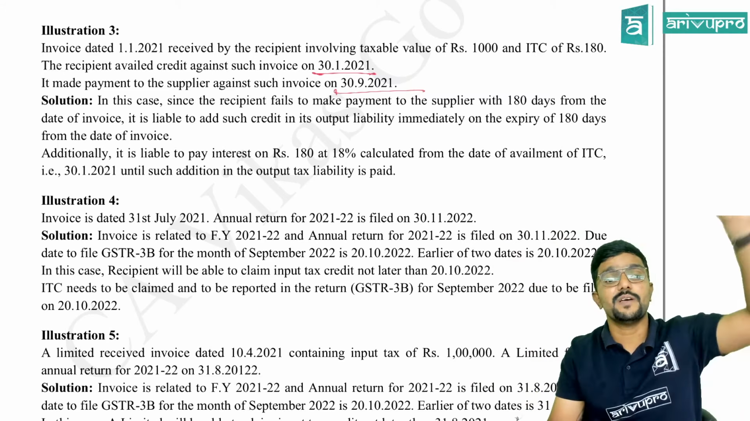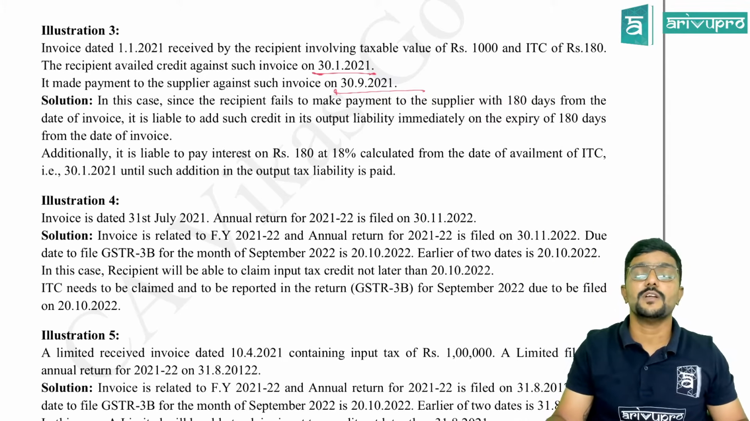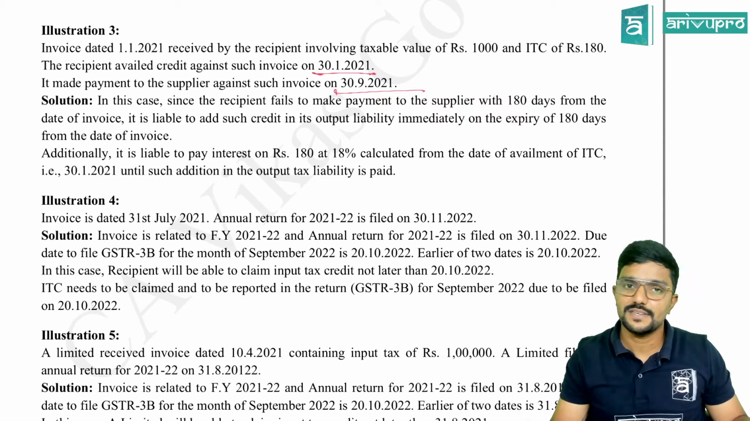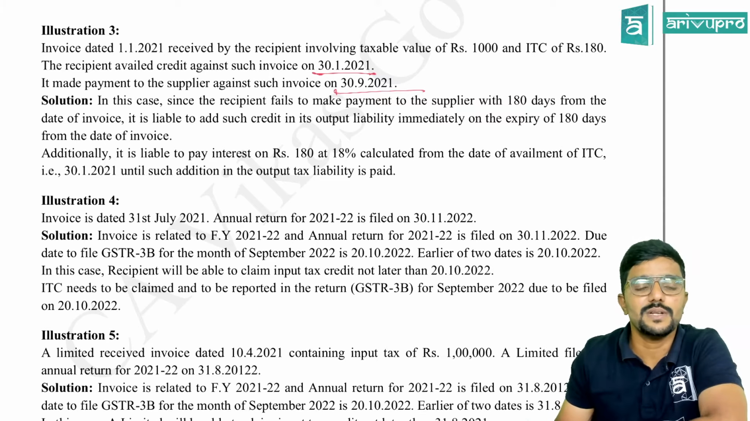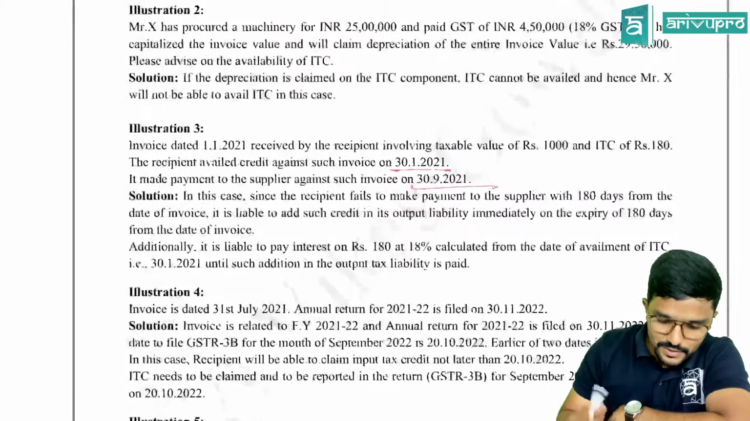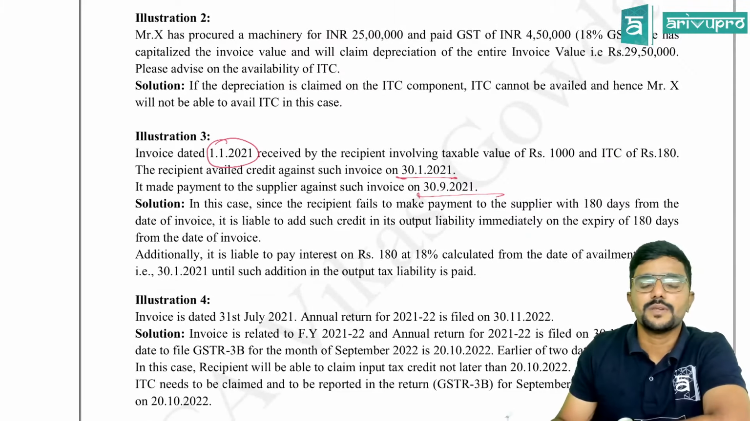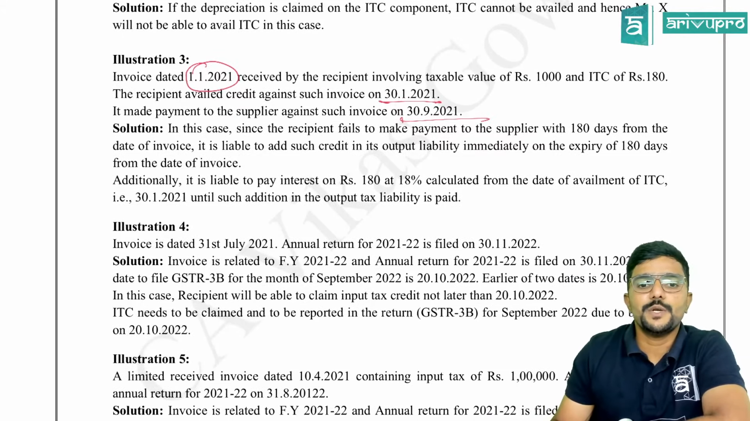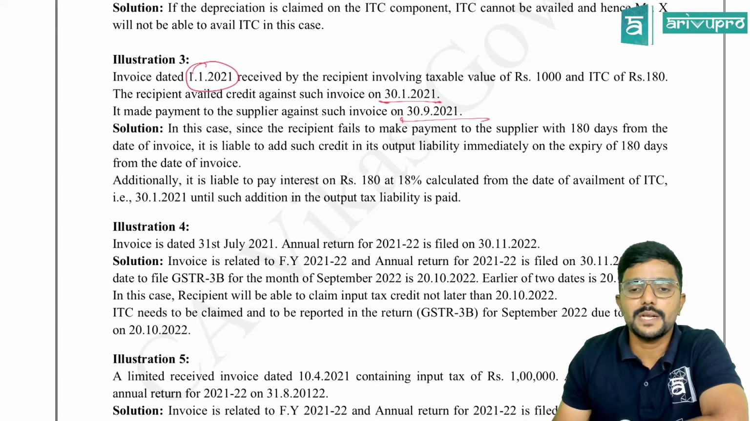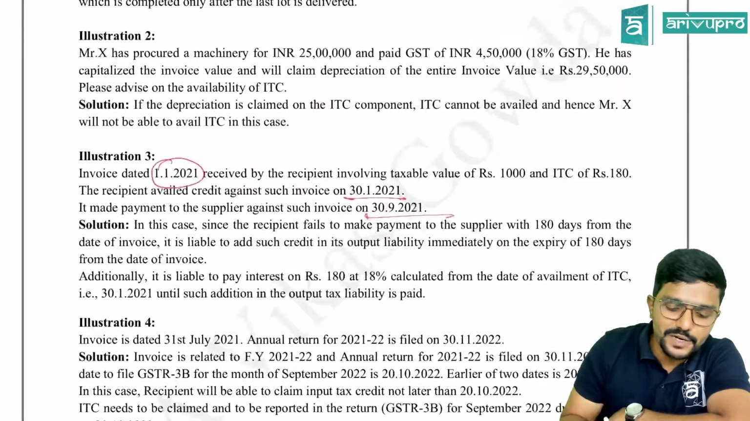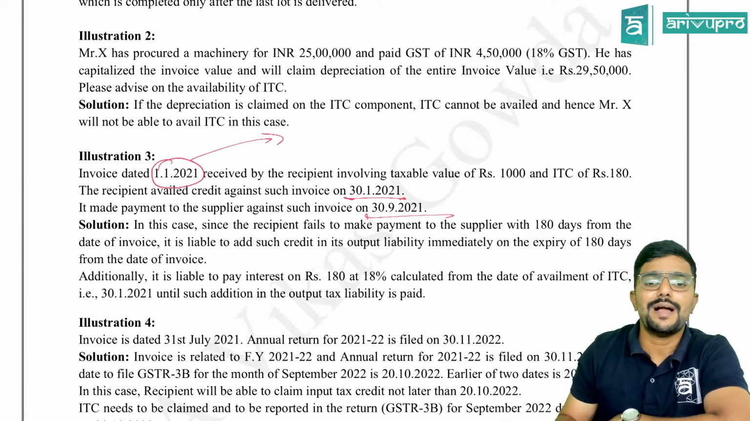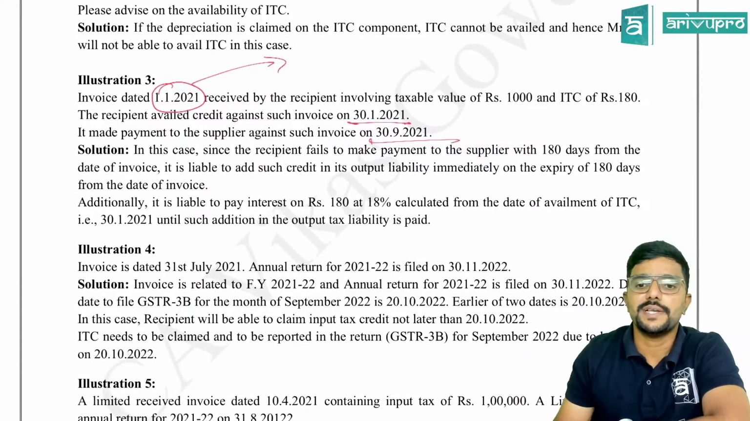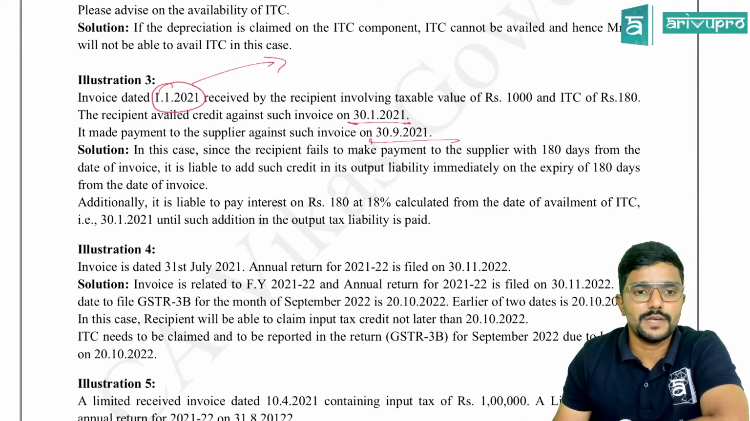Recipient is paying to the supplier when? 30th September 2021, after almost 8 months. So after 180 days, yes, sir. So is that proviso applicable? Yes. In this case, since the recipient fails to make the payment to the supplier within 180 days from the date of issue of invoice. So date of issue of invoice is 1st January. So the payment is not made within 180 days. It is liable to add such credit in its output liability immediately on the expiry of 180 days. So after the expiry of 180 days from 1st January, you need to add back whatever 180 rupees credit you have already claimed. Okay. From the date of invoice.